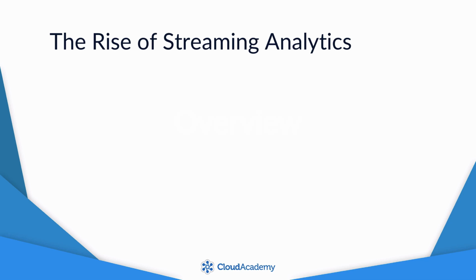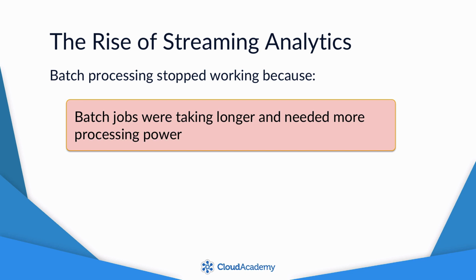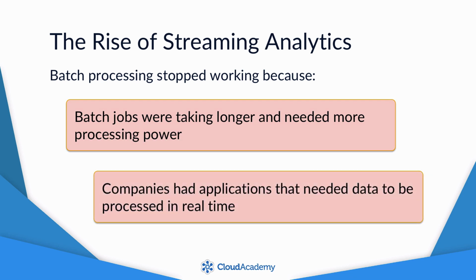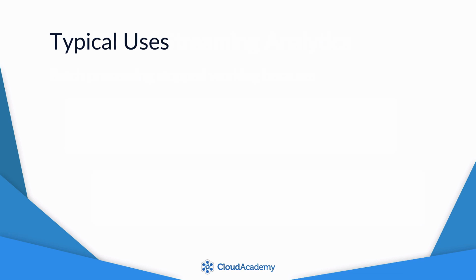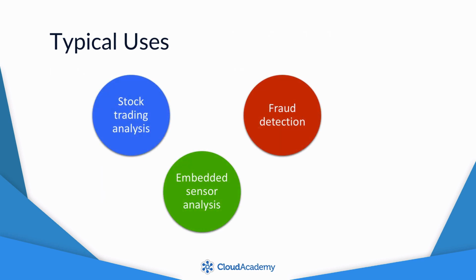The amount of data produced every day has increased exponentially. At first, companies tried to deal with this massive amount of data by running batch jobs, but that approach stopped working for a couple of reasons. First, the batch jobs kept getting longer and longer, and the amount of processing power needed to run the jobs kept increasing. Second, and more importantly, companies had applications that needed data to be processed in real time. Some examples include stock trading analysis, embedded sensor analysis, fraud detection, and web clickstream analytics.